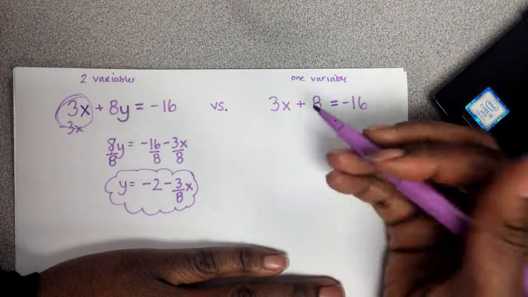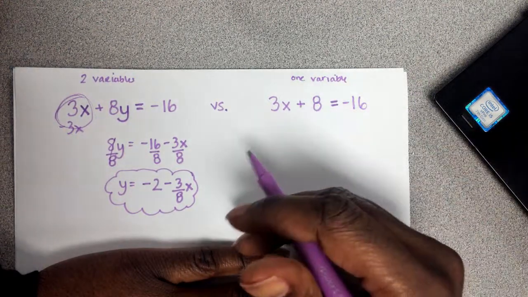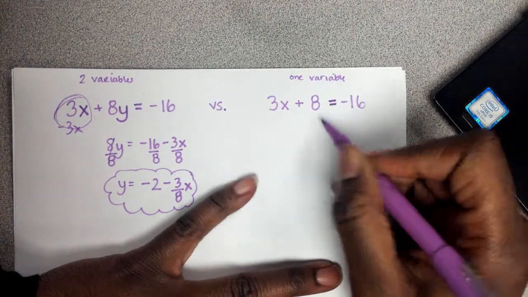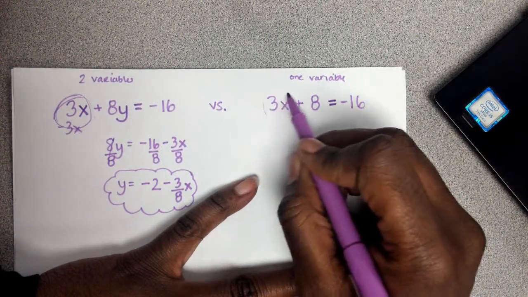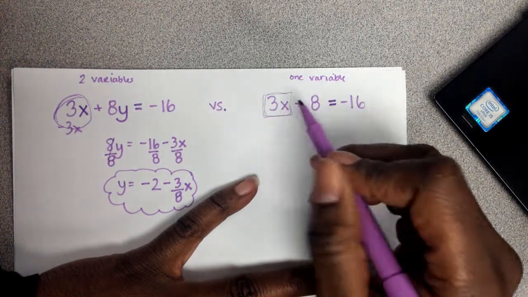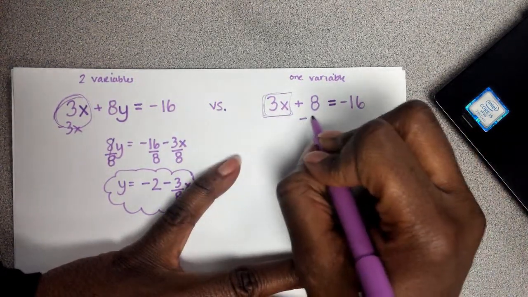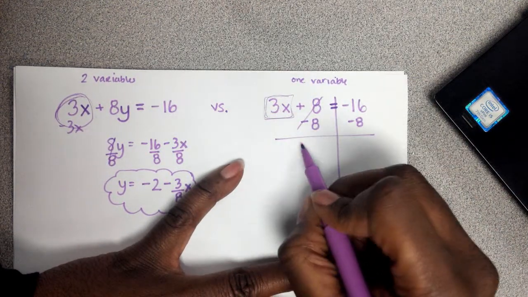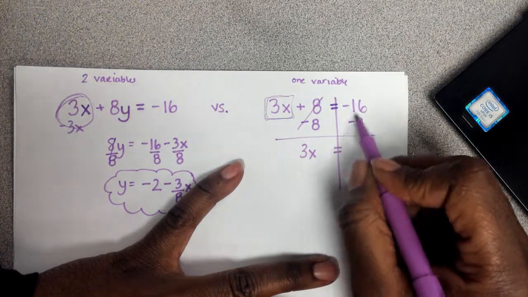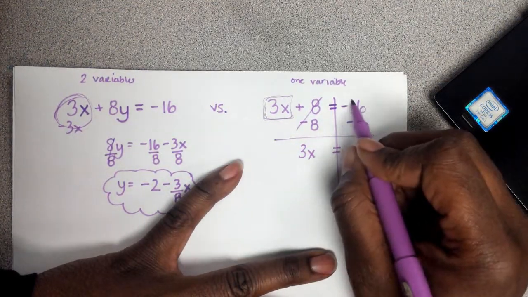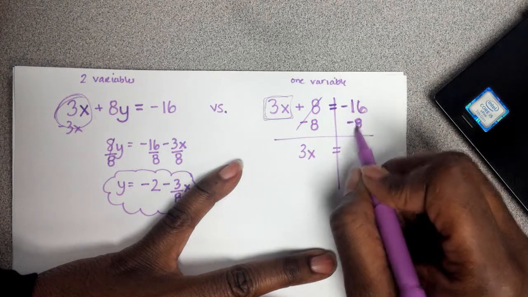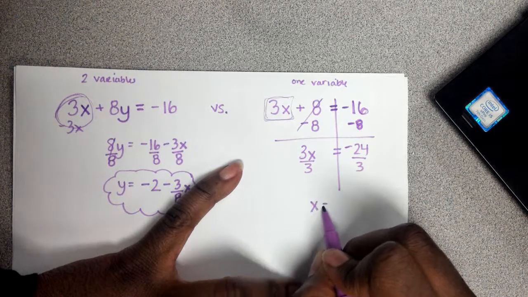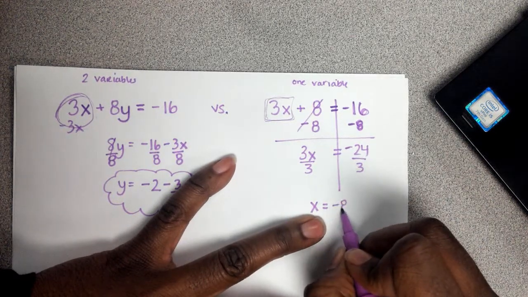Over here, the rules for solving are the same. Yes, adding is the opposite of subtracting, dividing is the opposite of multiplying. However, over here, what you notice is you've got to get the x alone. Don't move the x. X is the only variable. So I want to do minus 8 from both sides. I bring down 3x equals, if I add that together, negative 16 plus a negative 8, that's negative 24. Then I divide both sides by 3, and then I get x equals negative 8.